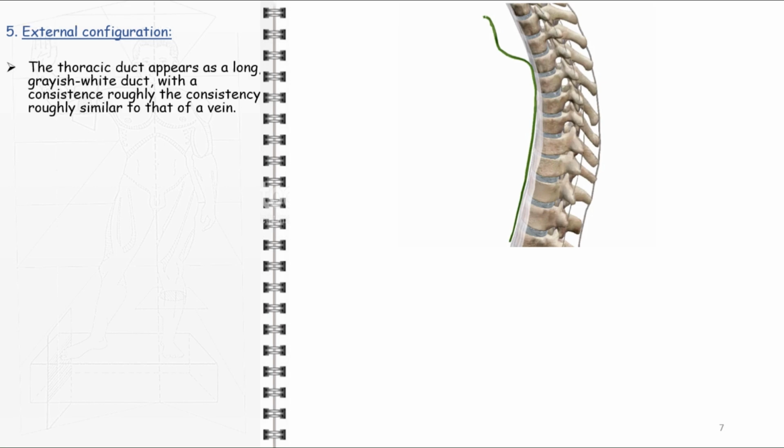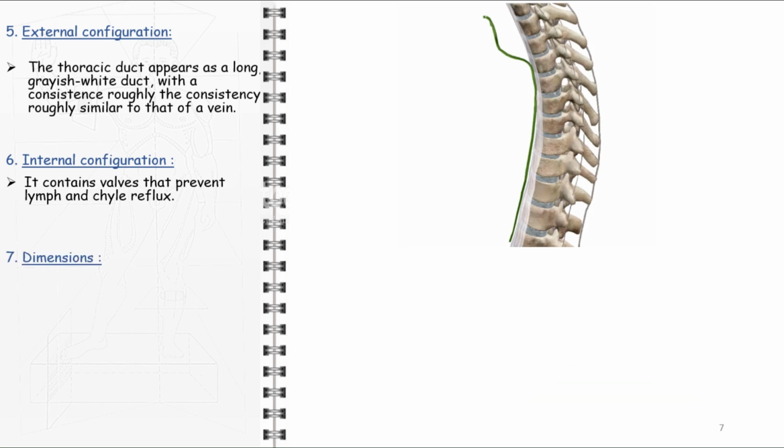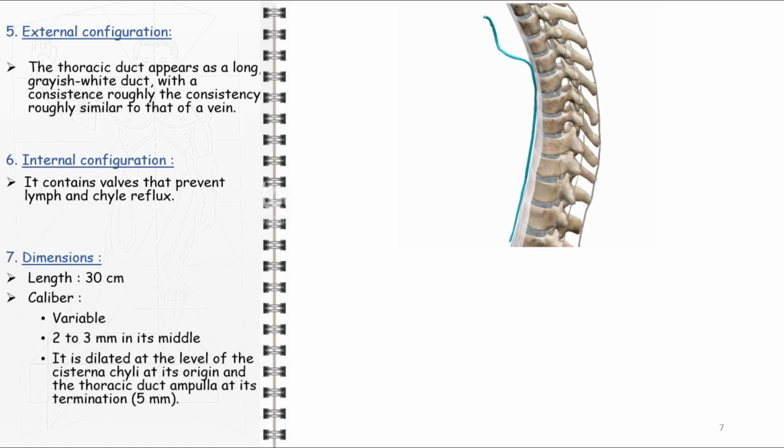Concerning its external configuration, the thoracic duct appears as a long, grayish-white conduit, with a consistency roughly similar to that of a vein. Internally, it contains valves, though few in number, which prevent lymph and chyle reflux, particularly near its extremities. Its length is approximately 30 centimeters. Its caliber remains fairly constant along its course, measuring between 2 to 3 millimeters, except for dilatations at both extremities, the cisterna chyli at its origin, and the thoracic duct ampulla at its termination.